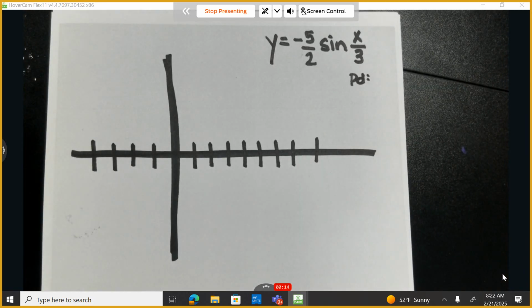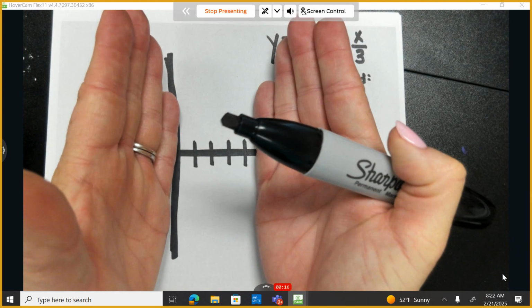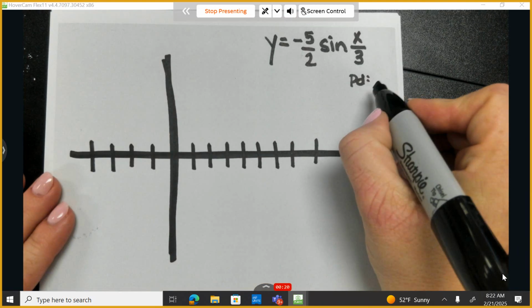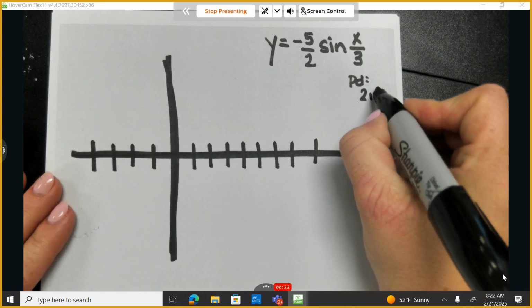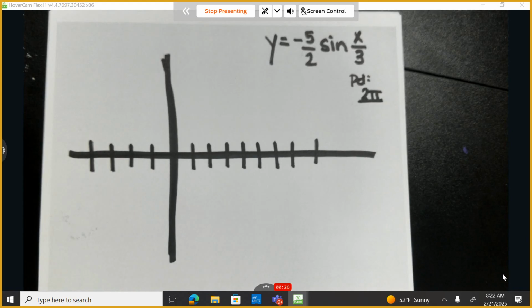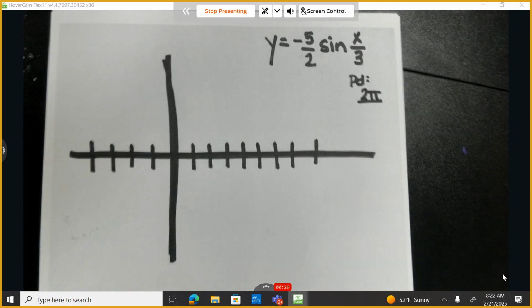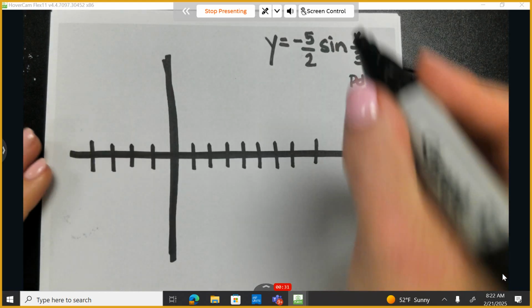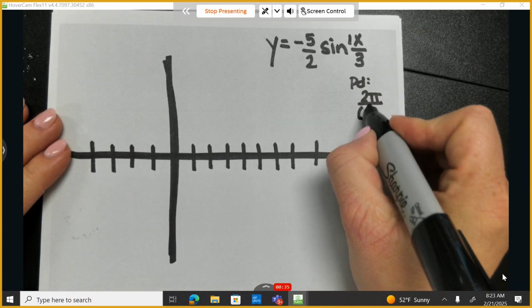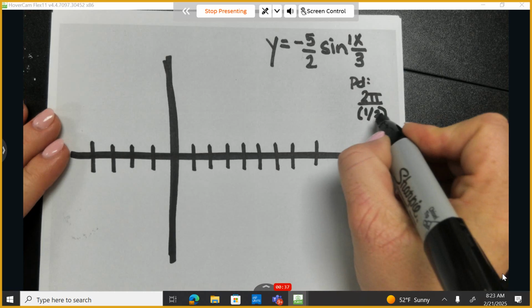What the length of the period means is after 4 steps, what is the horizontal length it takes to do 1 cycle? Now to find that, we always take 2 pi and we divide it by whatever is stuck with the x. Now it's really easy for students to say, well, isn't there a 3 stuck with the x? But in this case, it's actually a 1/3. So underneath this, I'm going to write 1 divided by 3.